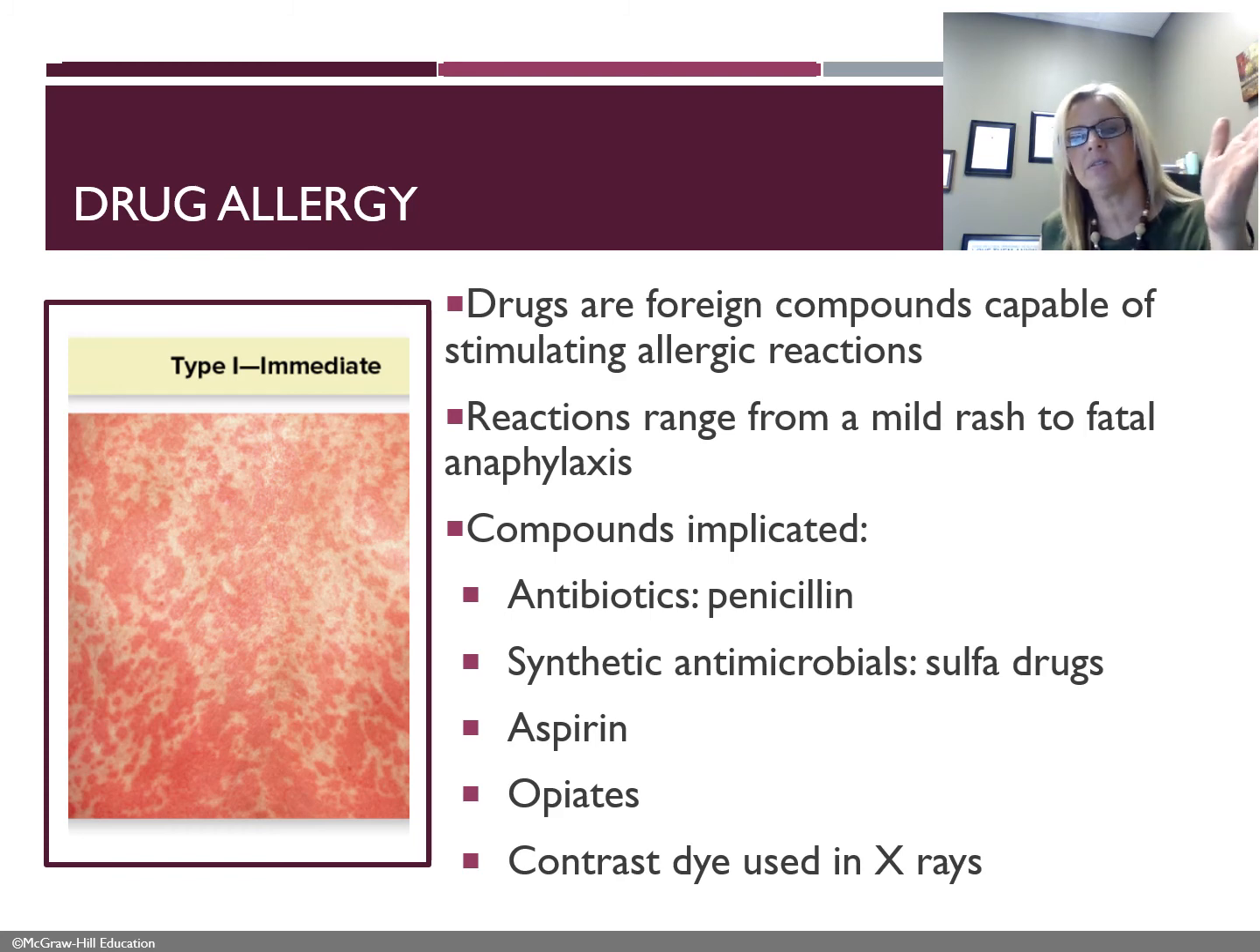So penicillin is, of course, the most common. Sulfa drugs are synthetic, they're man-made, and those are a very common issue as well. Then we have aspirin, opiates, and then the IV iodine type contrast dye that's used with MRIs or X-rays, okay? Another one I'm very lucky to be allergic to. So yeah, you will see a range of these, and then of course there are some people that are allergic to many different antibiotics. My mother is allergic to almost every antibiotic out there.